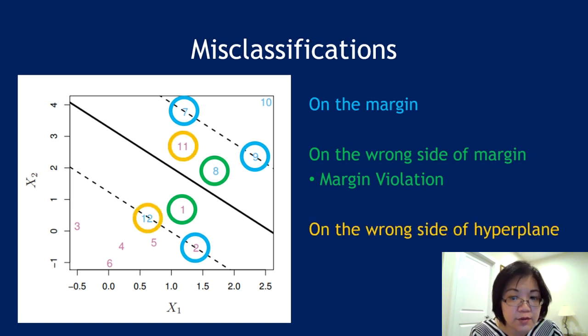11 and 12 are on the wrong side of the hyperplane. 11 is supposed to be pink, and that should be on the lower side, but now it's on the upper side of the hyperplane, so it's completely wrong. It's called a misclassification because it's on the wrong side of the hyperplane, not just the margin, but the hyperplane. So you've crossed the line, which means you have been classified into the incorrect class. 12 is the same thing. It's a misclassification. It's supposed to be blue, so it's supposed to be on the upper side, but now it's on the lower side.